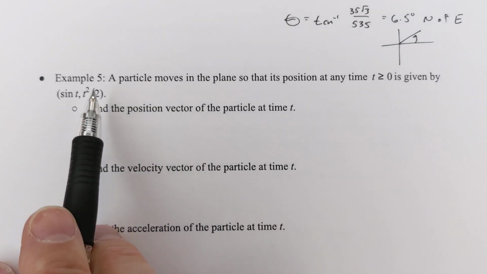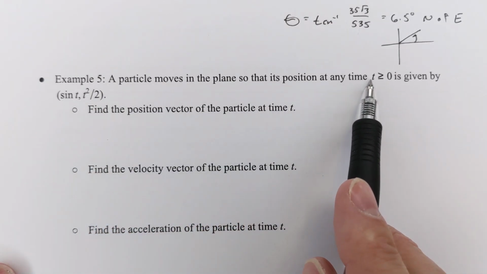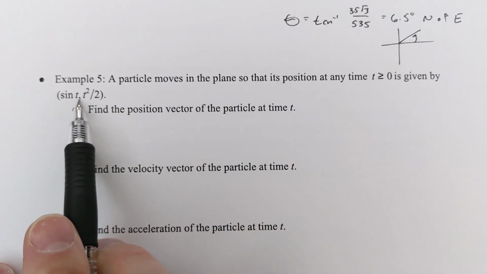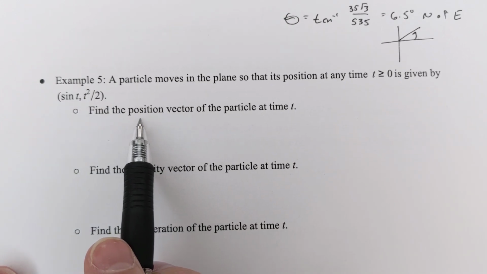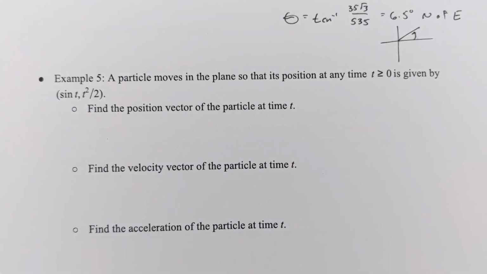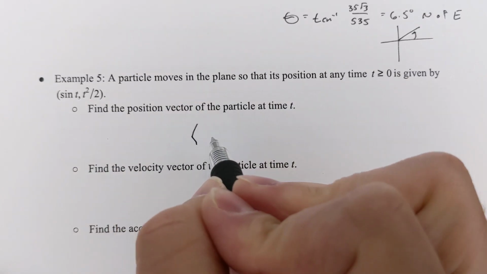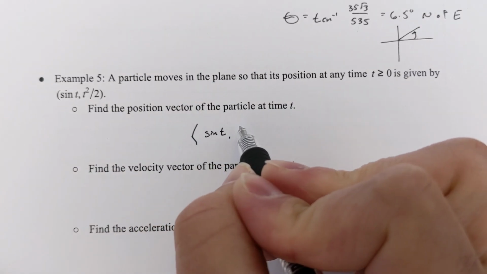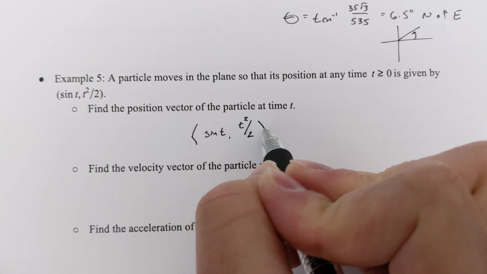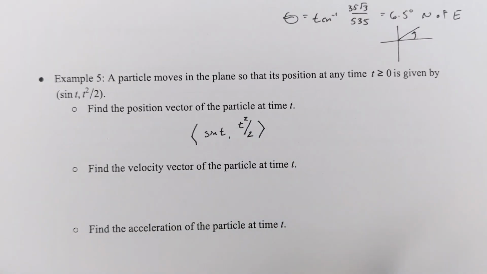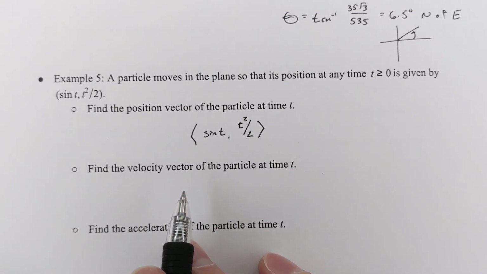All right, so example 5. A particle moves in a plane so its position at any time t greater than 0 is given by sine t, comma, t squared over 2. Find the position vector of the particle at time t. So let's see here. The position vector is just going to be where the thing is, so it's actually just the vector version of your point.